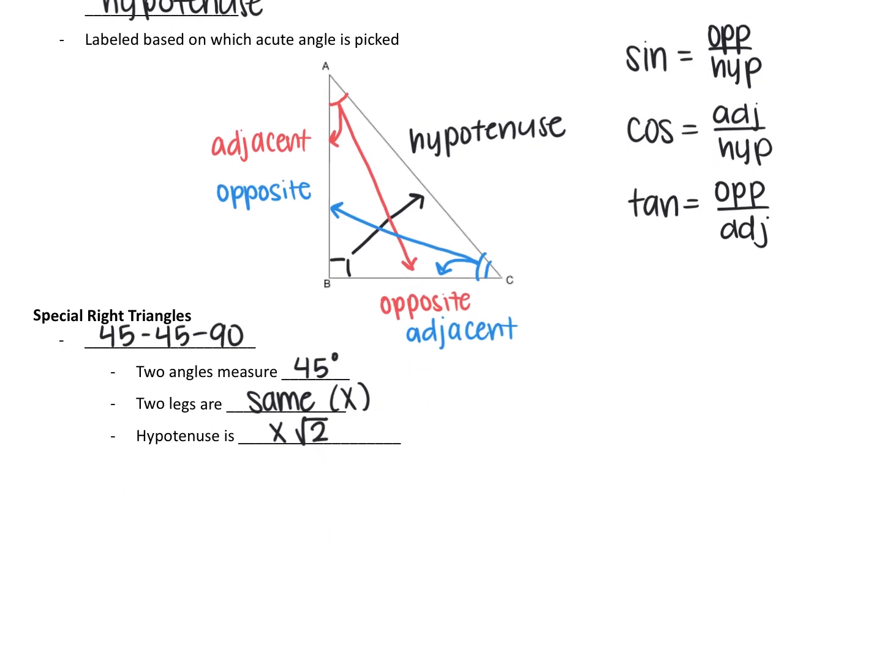So if I were to draw a picture of this, I have my right triangle, I have 45 degrees and 45 degrees, and then I have my two legs that are both length x, and then my hypotenuse, which is x times the square root of 2.